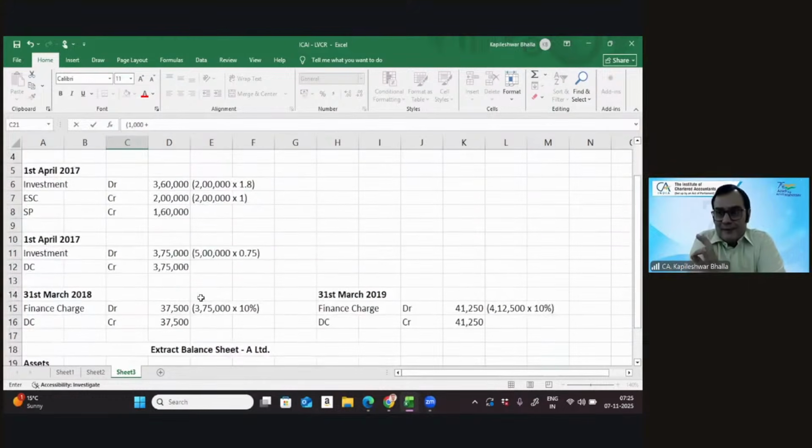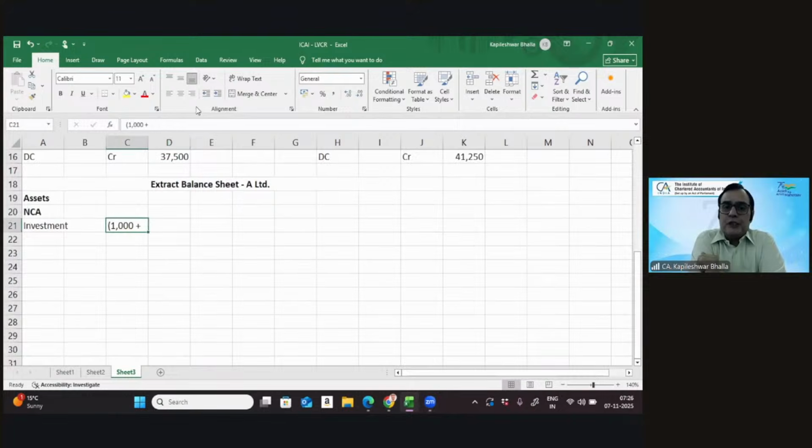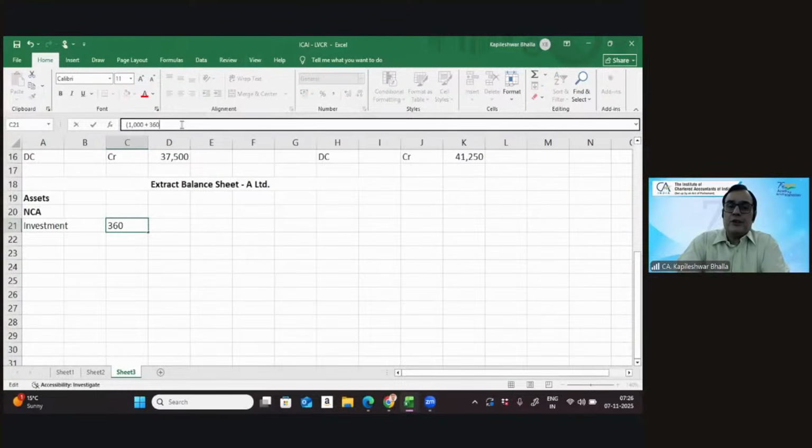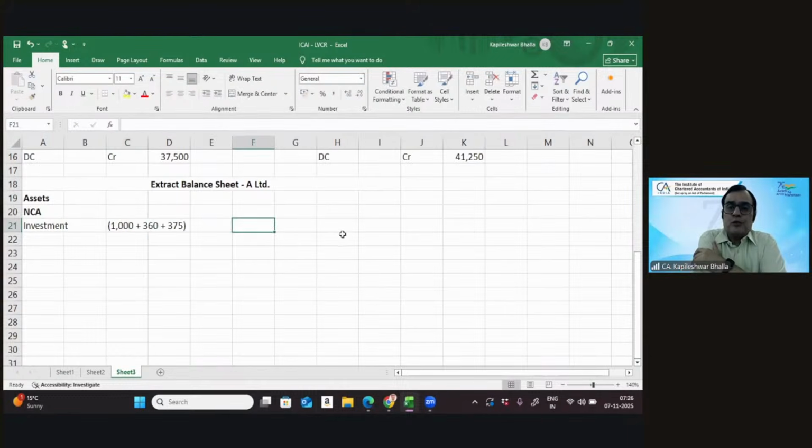I'm just putting a red color to keep track of this. Let's add 360 and let's add 375 in terms of 1,000. So the investment is going to change. You're adding the shares 360, you're adding the DC 375. So this gives you the investment in the balance sheet: 1,000 plus 360 plus 375 works out at 1,735. That's it. That's what changes on the asset side.